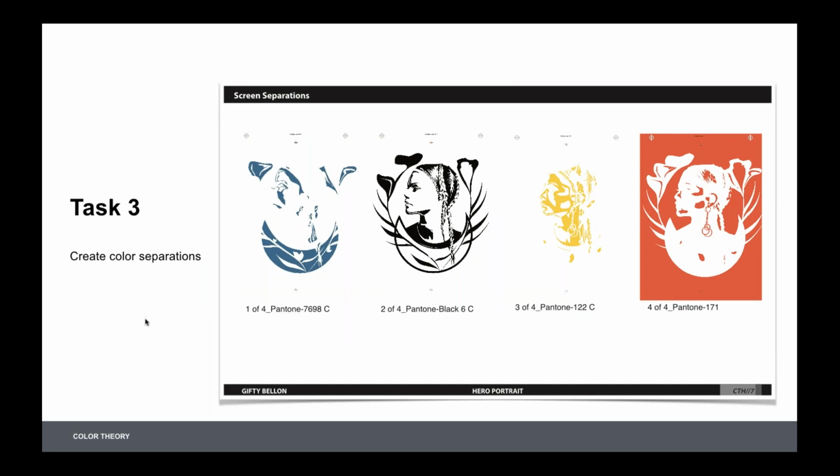All right, so that was task 2. This is task 3, color separations. There's a video that shows you how to do this.